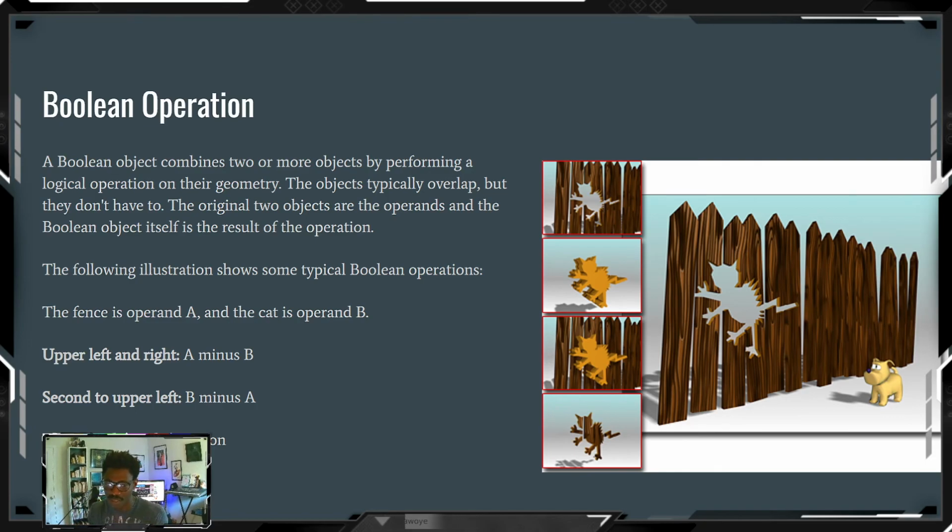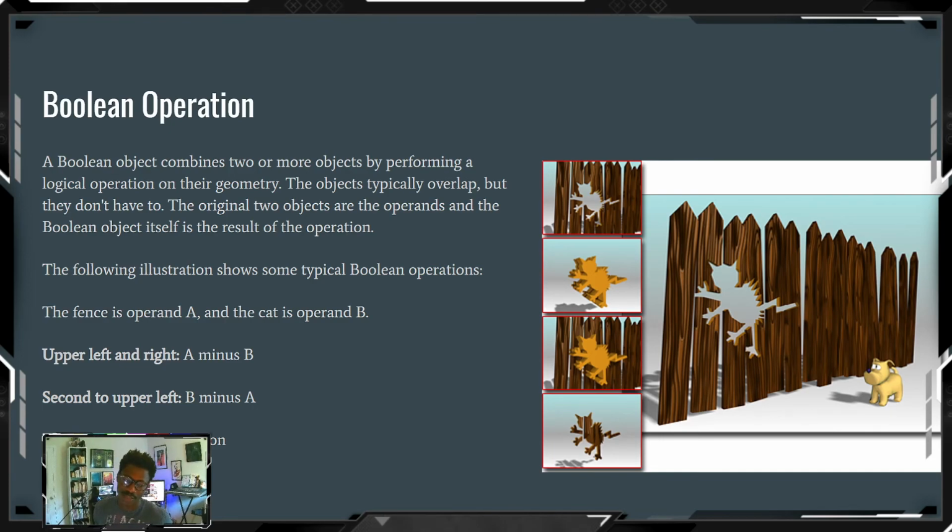Boolean operations. Think about this, it's going to be important. It's going to be on your quiz. Boolean operation: a Boolean object combines two or more objects by performing a logical operation on their geometry. The objects typically overlap, but they don't have to. The original two objects are the operands, and the Boolean object itself is the result of the operation.